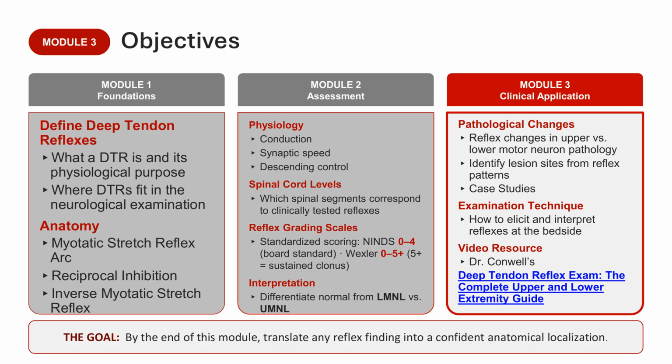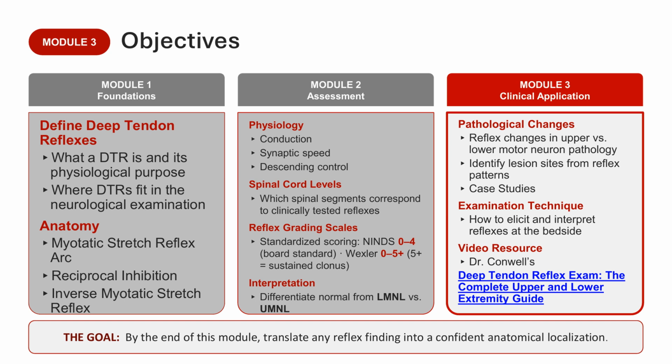In Module 2, we moved from anatomy to assessment. We examined the physiology that drives the reflex, conduction, synaptic speed, and descending control. We identified the spinal cord levels behind each reflex you test. We introduced the grading scales, and we began to interpret what a reflex is telling you.